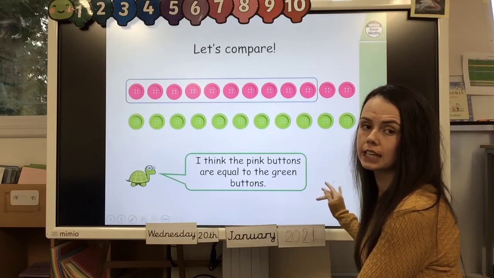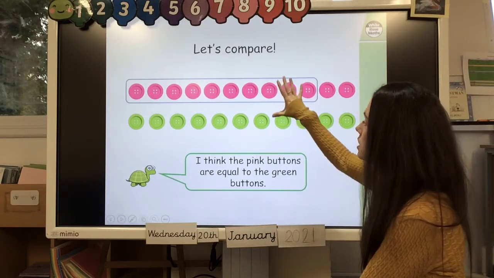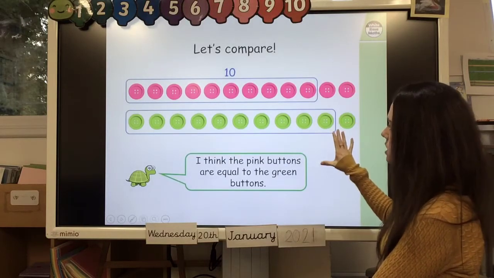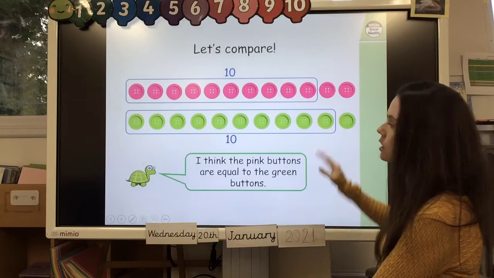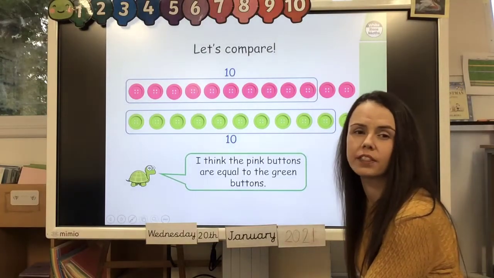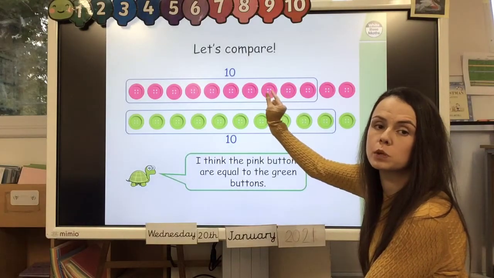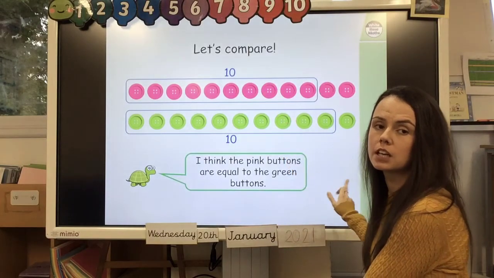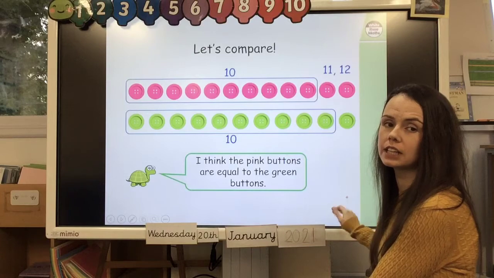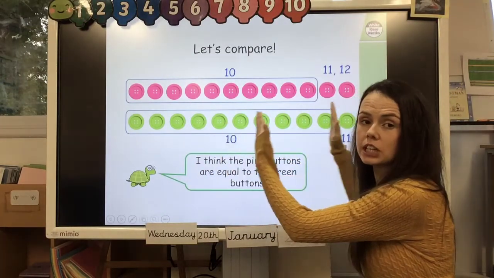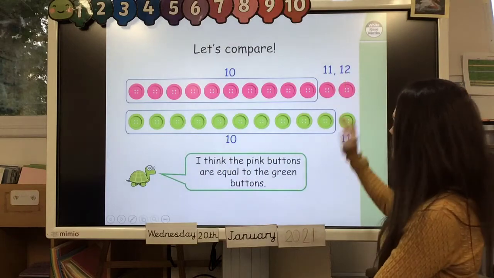Let's see how Tiny's laid it out. So 10 and 10. They're not the same length, are they? I think the pink ones are slightly more squished together. The gaps in between are smaller than the gaps down here. So 10, 11, 12 and 10, 11. So although they looked like they were the same length, actually we have more pink ones than we do green ones.